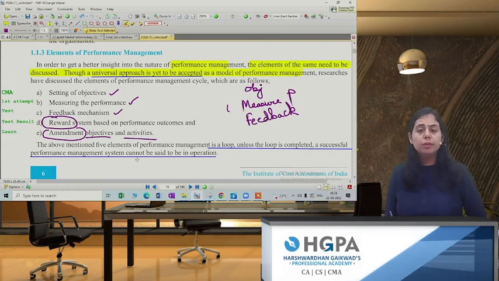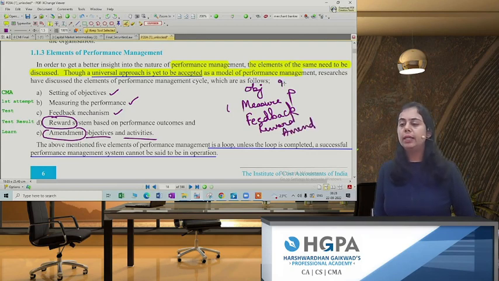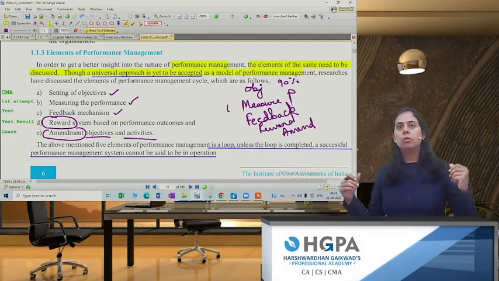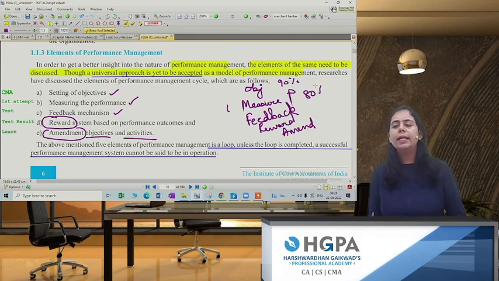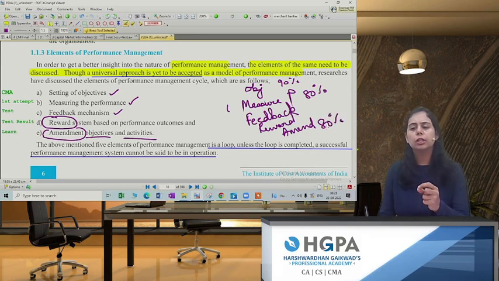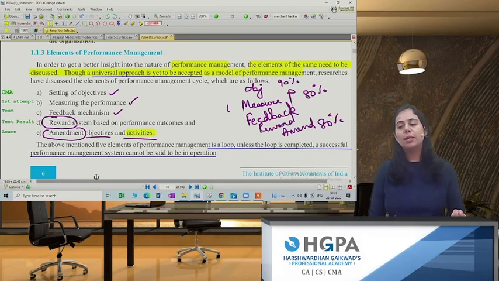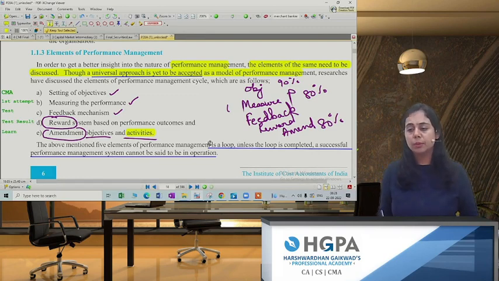According to the feedback, we will have a reward system. If you have achieved the performance, you will get a reward. If you are not able to achieve it, you might amend. For example, my objective was to achieve 90% of the marks, but even after constantly studying, you are able to achieve only 80%. So at the end, you might amend your objective to 80%, or you might amend the way of your study, that is, amend the action. Thus, these are the 5 elements of performance management.